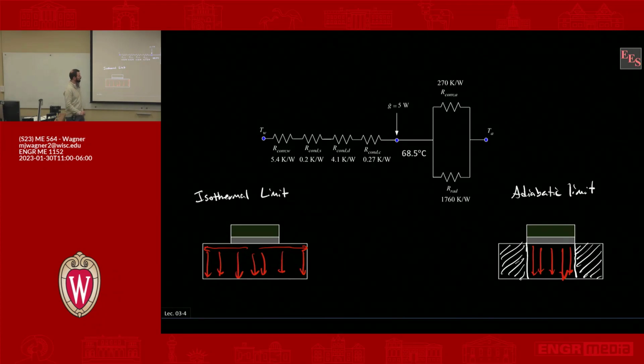So you can do both computations and see what the heat flow would be in each situation. We assumed the isothermal limit, the full area. Let's go back and modify our calculations to look at the adiabatic limit and decide whether or not the temperature that we estimated is close or right.